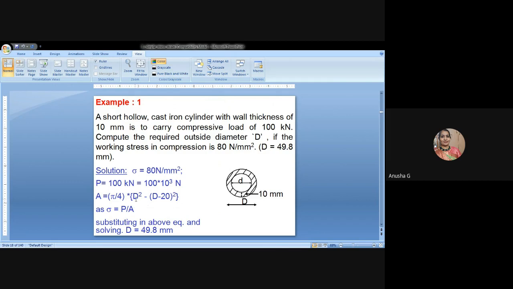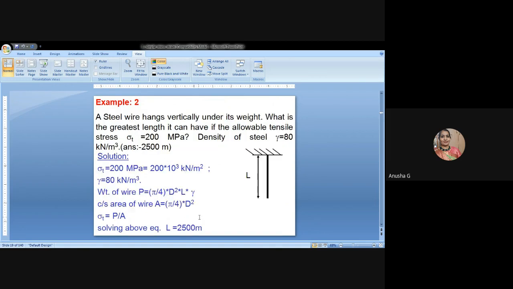Then we solve this and get a formula in terms of D. We know the value of stress, the value of load, and the area formula, so we can easily find the diameter D. That D will be 49.8 mm. This is a simple problem, easy to understand, and we can solve it correctly.